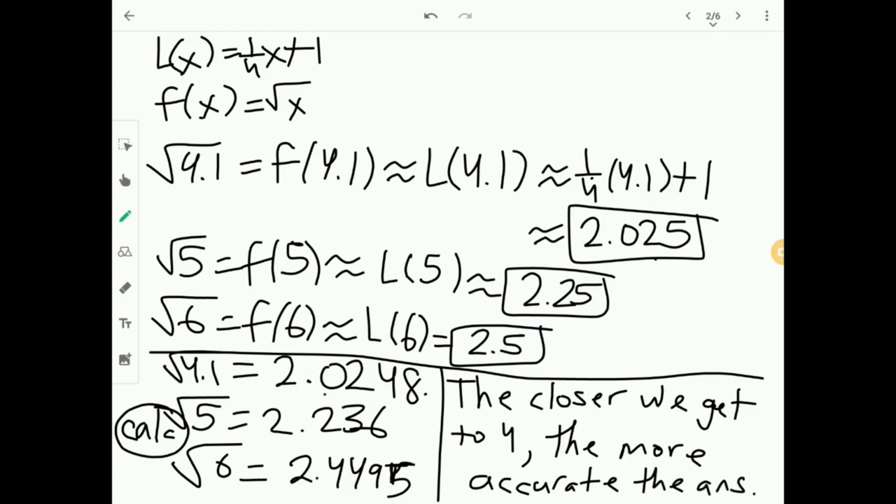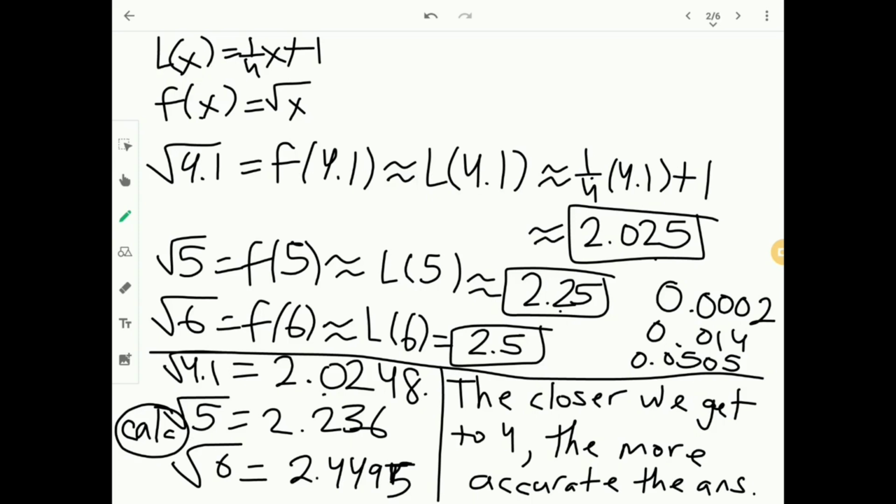What does this mean? Let's see. What is the difference between 2.0248 and 2.025? Let's just quickly be correct. 2.025 minus 2.0248 is 0.0002. The difference between this and this, 2.25 minus 2.236, would be a bit bigger, 0.014. And let's check the last one, 2.5 minus 2.4495. It's 0.0505. So as you can see, the differences are getting larger.